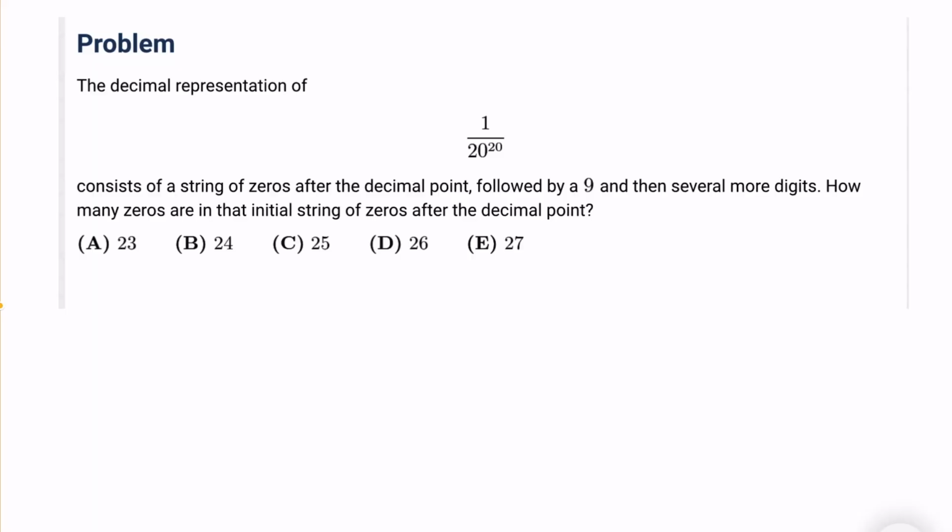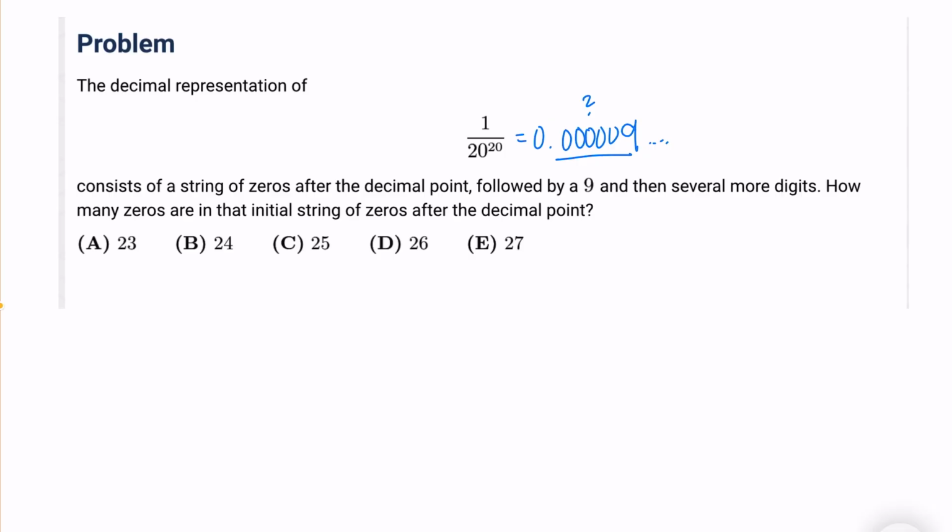The problem states the decimal representation of 1 over 20 to the 20th consists of a string of zeros after the decimal point, followed by a 9 and then several more digits. How many zeros are in that initial string of zeros after the decimal point? So basically, the decimal representation would be 0 point, and then there's a list of zeros, but we don't know how many zeros there are, and then there's a 9, and then there's several more digits. So we're trying to figure out how many zeros are after the decimal point.